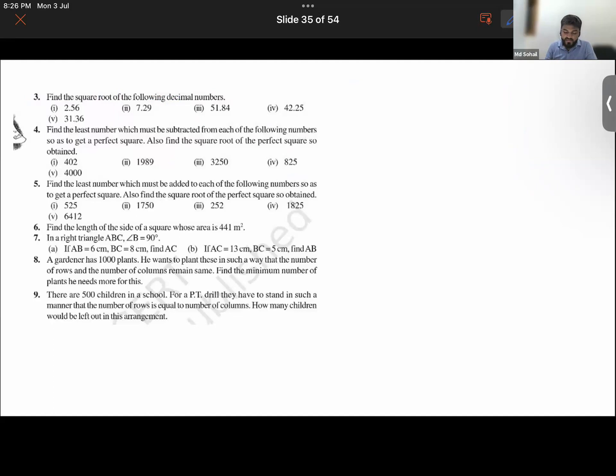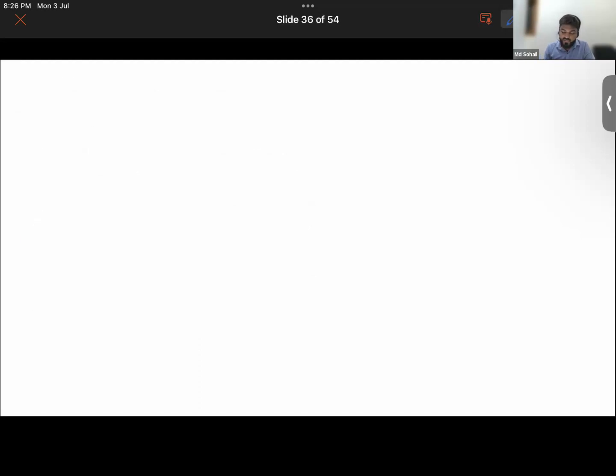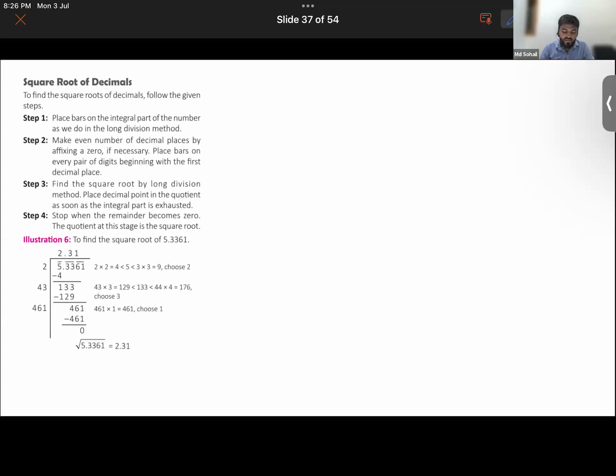Now, next is how do we find the square root of the following decimal numbers? If your numbers are provided in decimal form, how do you find the square root? See, all these numbers are perfect squares. For that also we have a method here. See, how to find the square root of decimals. Let's follow these steps here.